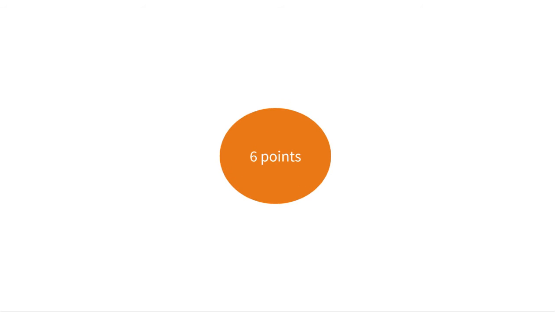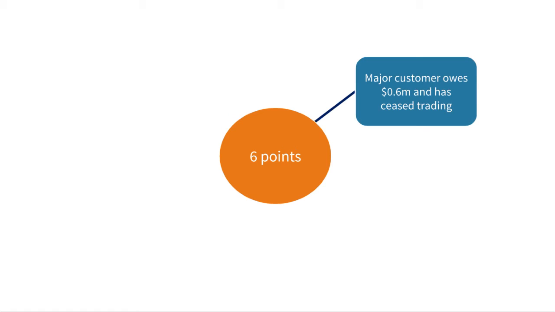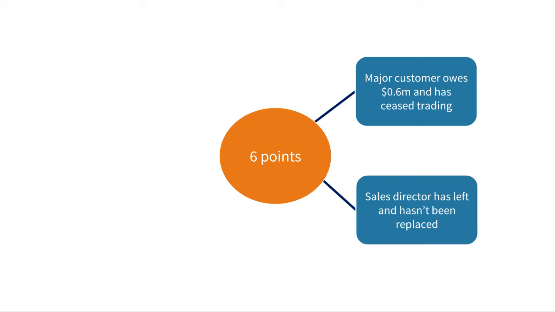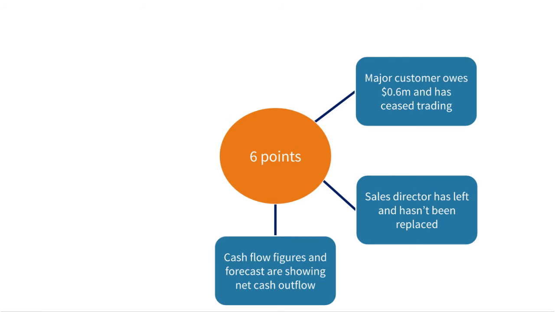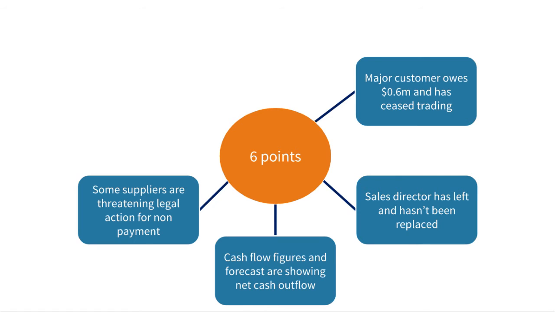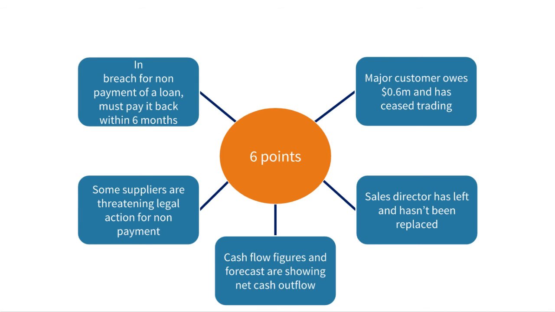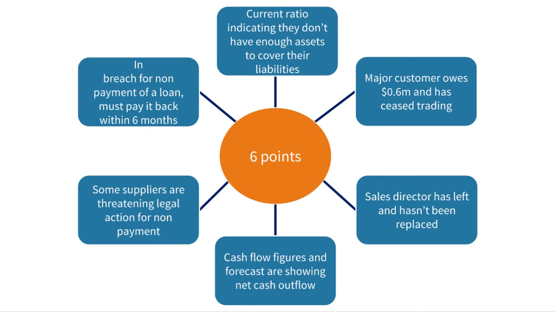The six that I have selected from the scenario are: their major customer owes 0.6 million and has ceased trading. The sales director has left and has not been replaced. Cash flow figures and forecast are showing net cash outflow. Some suppliers are threatening legal action for non-payment. Strawberry are in breach for non-payment of a loan and now have to pay it back within 6 months. And when calculating a current ratio on the figures given, they do not have enough current assets to cover their liabilities in the current year.